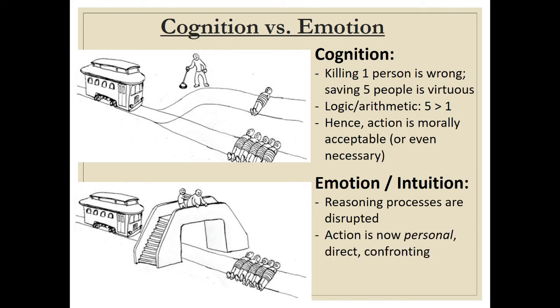Right? Now it's personal, it's confronting. You yourself are actually pushing somebody to their death. This strong emotion of causing someone's death kind of cancels out that 5 is greater than 1 logic arithmetic we were just looking at. And it turns out that most people say, yes, I would pull the lever, but most people say, no, I would not push the man off the bridge, even though both involve, you know, killing 1 to save 5. So this is clear evidence that decision-making can be heavily affected by emotional processing.